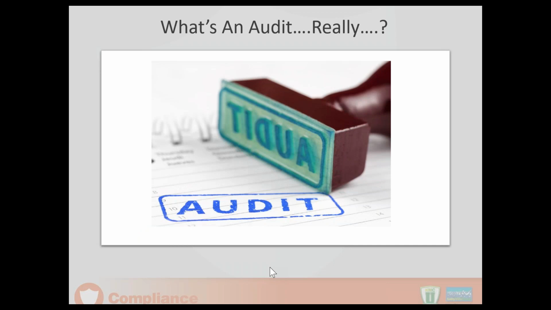So let's start by just kind of hitting the nail on the head. What is an audit? What I believe you will learn today is that an audit is not always some very formal, organized audit. The beginnings of an audit may look very different.